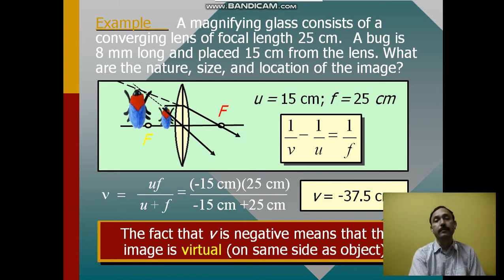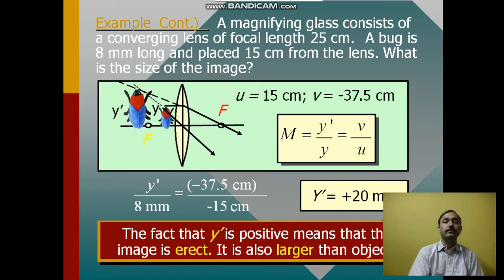The fact that V is negative means that the image is virtual and on the same side as the object. If the image is on the opposite side, then it will be a real image. Here it is a virtual image, as it is on the same side as the object.